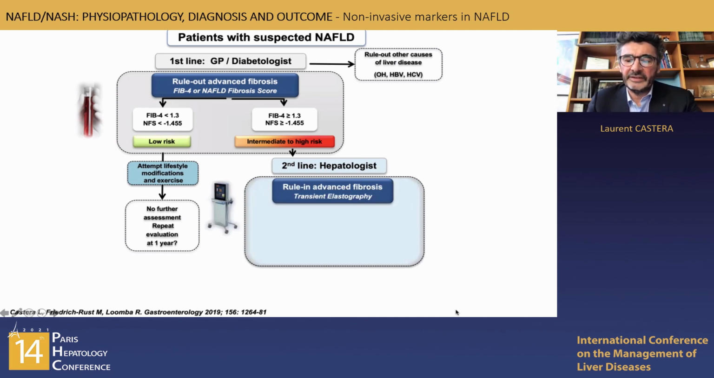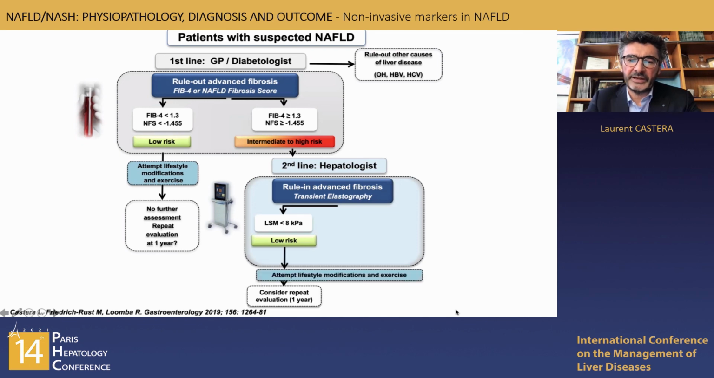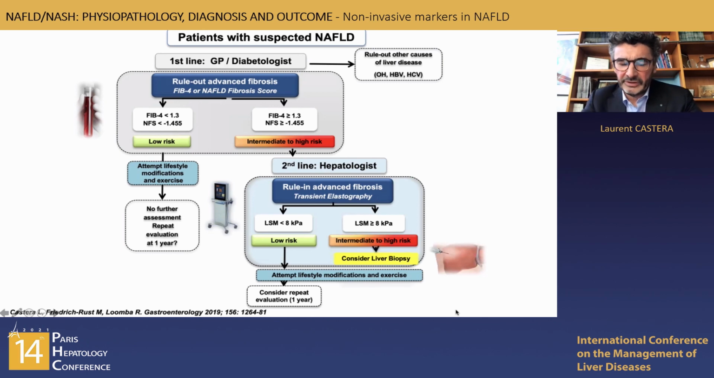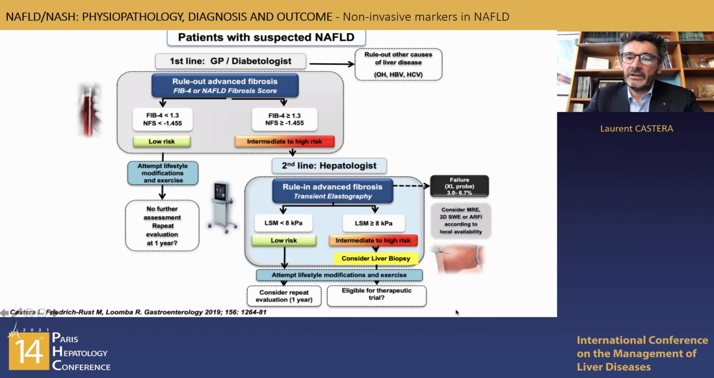This test is VCTE, and if liver stiffness is below 8 kilopascals, the patient is at low risk of having advanced fibrosis. And again, you should advise lifestyle modification and exercise and consider repeating the evaluation after 1 year. On the contrary, for those above 8 kilopascals, you might consider liver biopsy according to local availability, and for instance, if the patient is eligible for a therapeutic trial. In case of failure, you can consider other techniques.